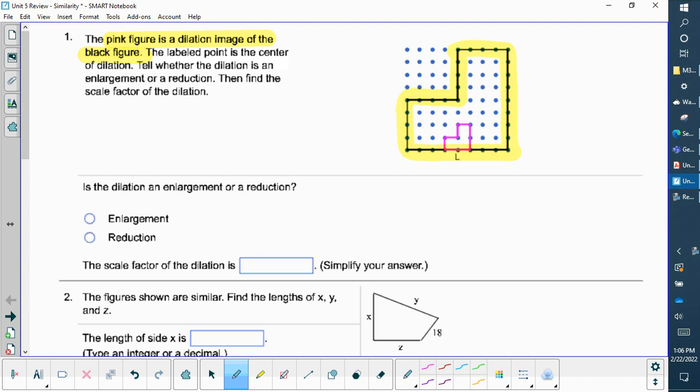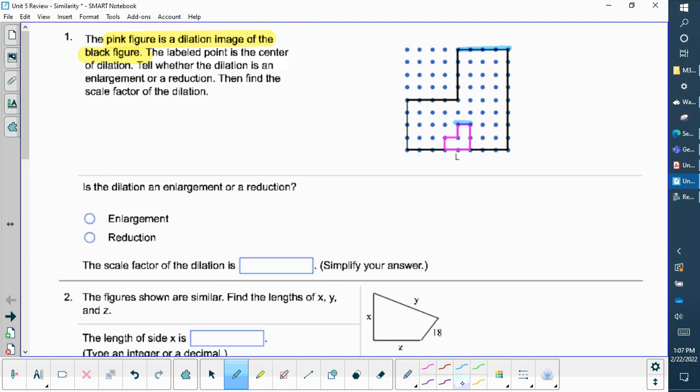Now, it already says they're going to be similar. I already know it's a dilation. I just need to know the scale factor. So I can pick any specific side. I'll keep it simple. How about the tops here? So I'll take the top here, and I'll compare it to the top here.